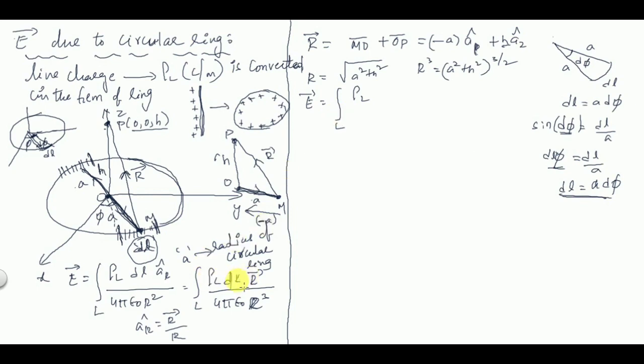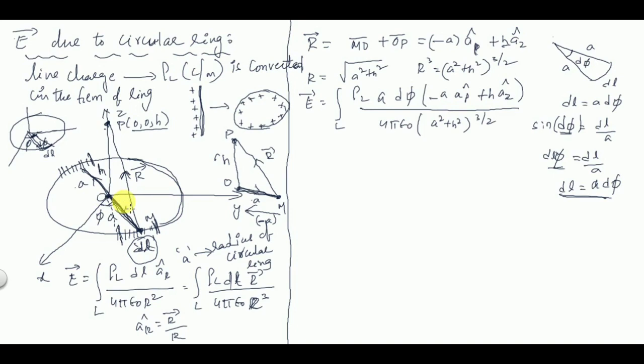So rho L into dl, and dl we can write as A into d phi, into R bar. What is the R bar? R bar is minus A into a rho cap plus H into a Z cap, divided by 4 pi epsilon naught into R cube. R cube is A square plus H square whole to the power of 3 by 2.